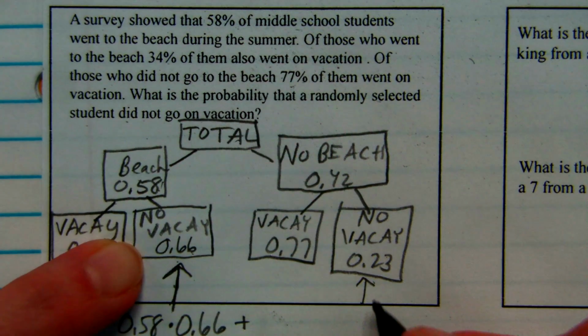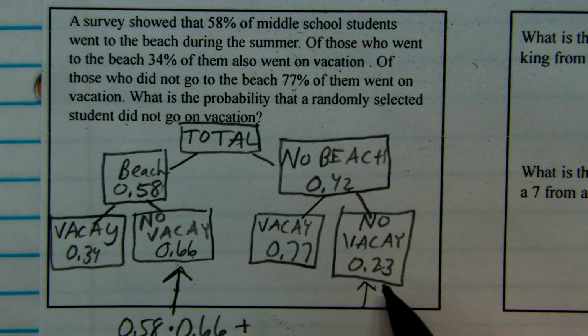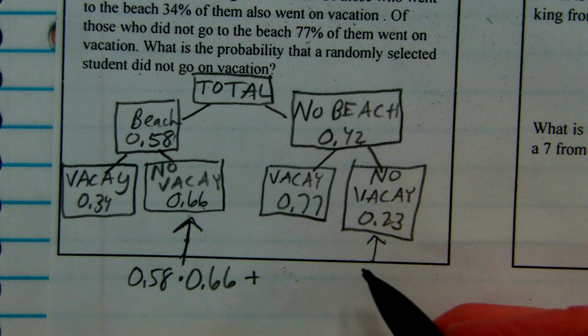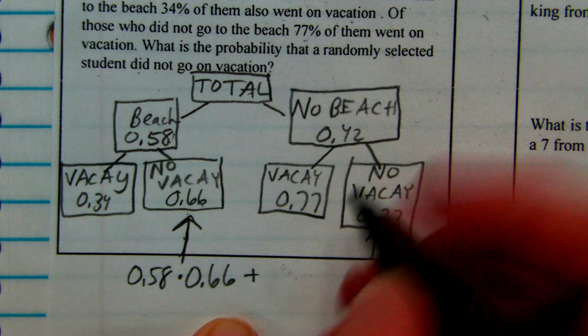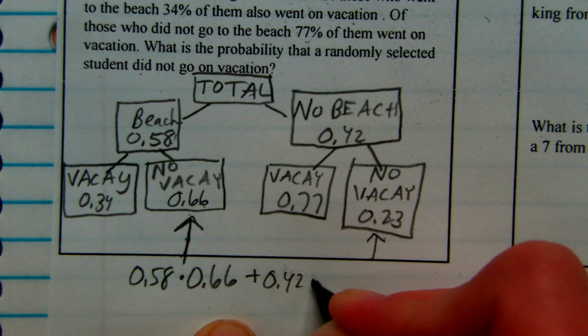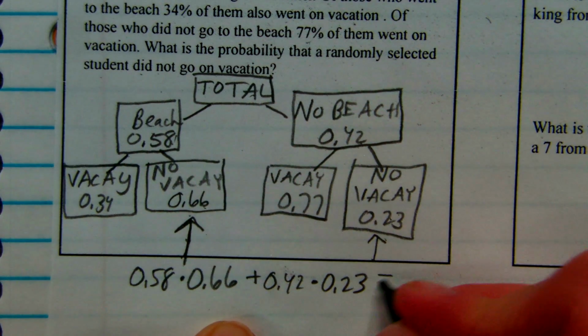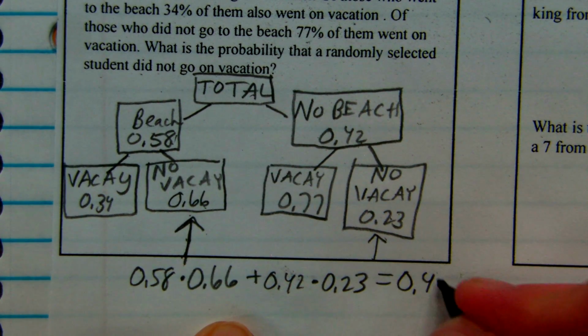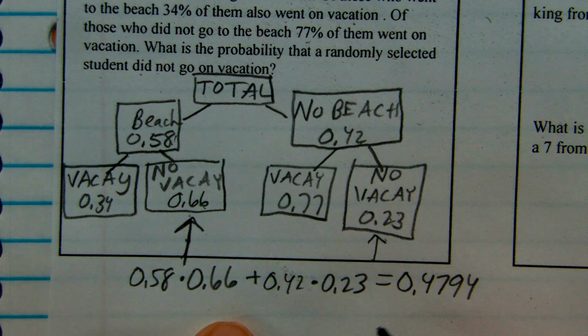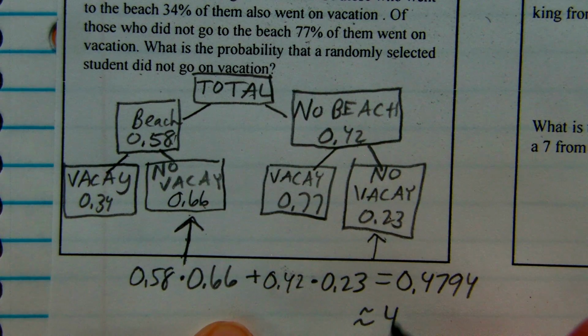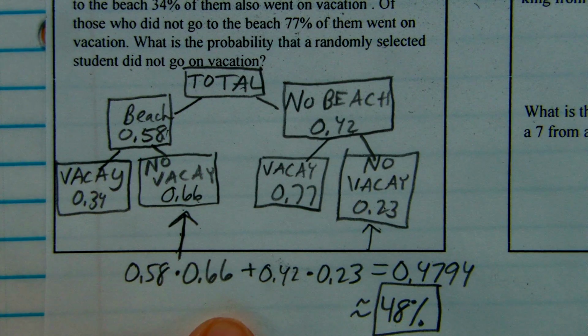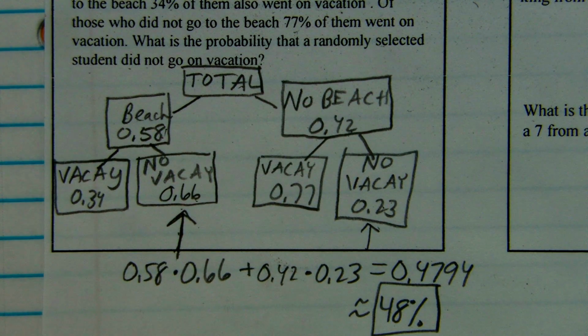And then we're going to add those to the people over here who didn't go to the beach, who also had no vacation. So you have to do the 42% and the 23%. And this is a nice calculator problem that comes out 0.4794, which is roughly 48%, if we're keeping the same number of significant digits that were in the original problem.